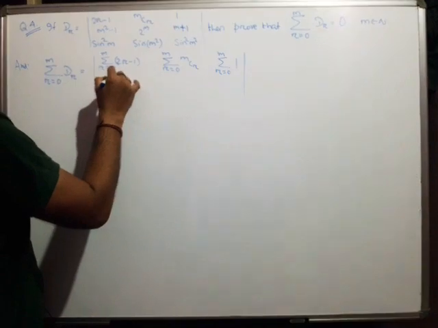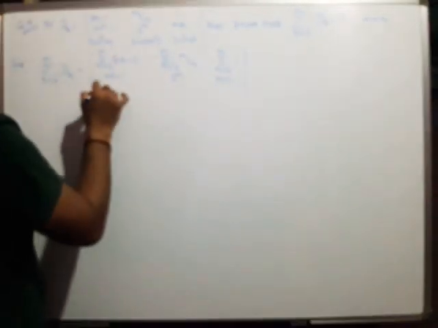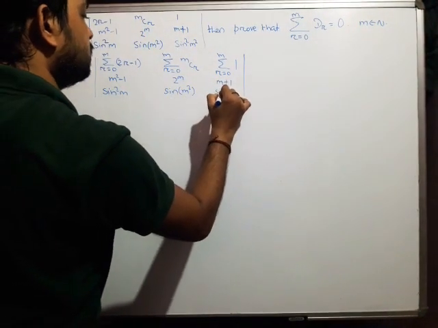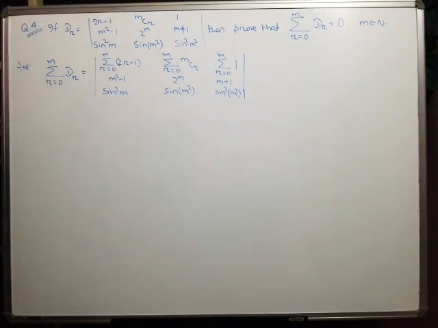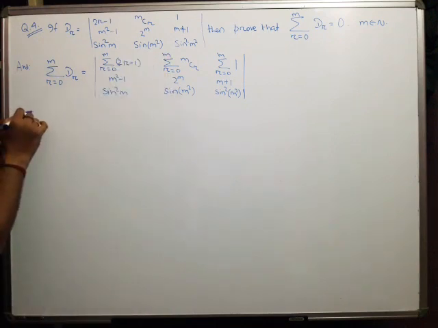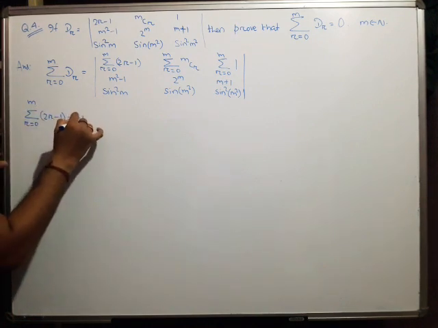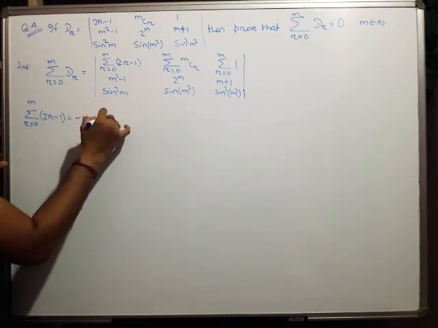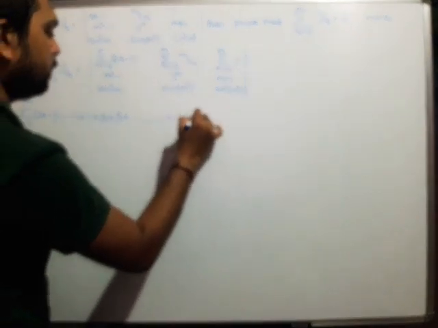Okay, so this is m square minus 1, 2 to the power m, m plus 1, in the first row, and the other rows are sine square m, sine m square, sine square m square. Now let us find the values of this series. The summation of r equals 0 to m of 2r minus 1: putting r equals 0 we get minus 1, putting r equals 1 we get 2 minus 1, which is 1, putting r equals 2 we get 4 minus 1, which is 3. Next it will be 5 and so on. The last term will be 2m minus 1.